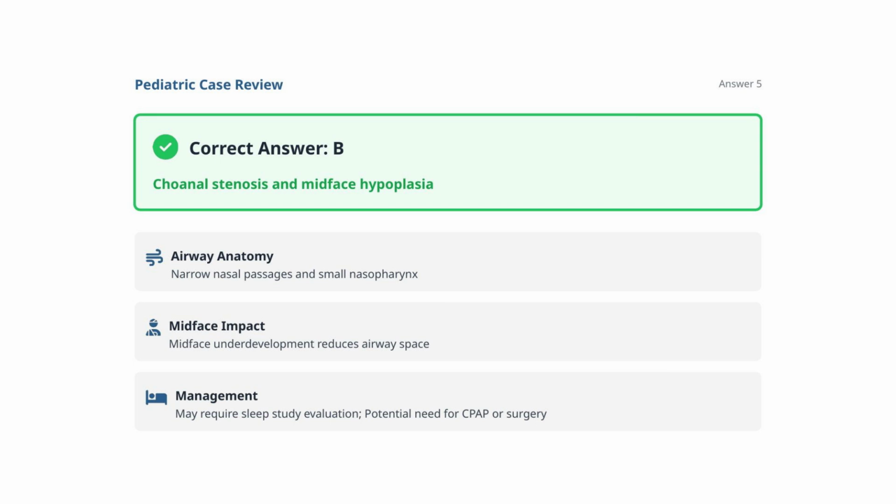The underdeveloped mid-face creates a narrow upper airway with reduced nasal passages. Many infants have choanal stenosis contributing to obstruction. This leads to mouth breathing, sleep disturbance, and feeding difficulties. Sleep studies help assess severity. Treatment may include continuous positive airway pressure or surgical mid-face advancement in severe cases.